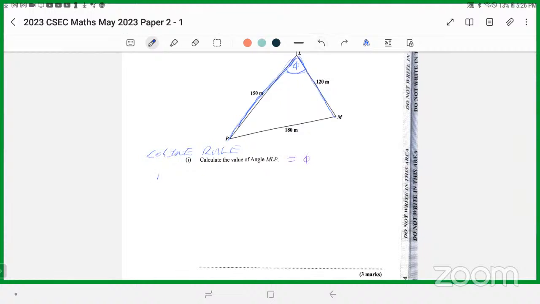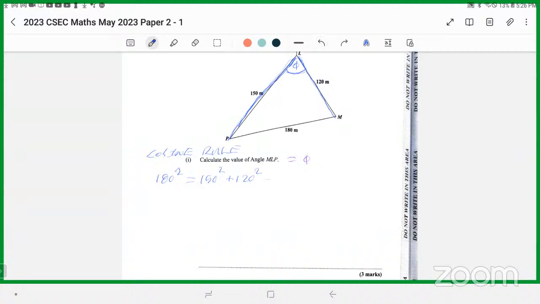So it is 180 squared would be equal to this side squared plus this side squared, which is 150 squared, plus the 120 squared. But this is not actually a hypotenuse. It should be a square. This is not a hypotenuse. And so you have to subtract a piece.